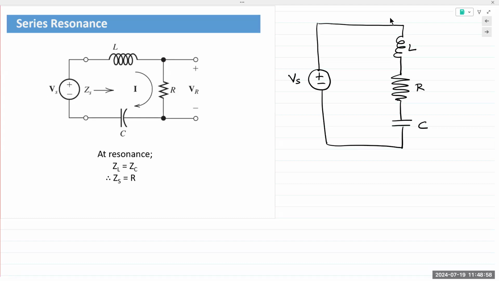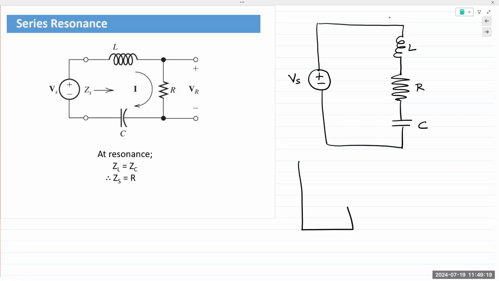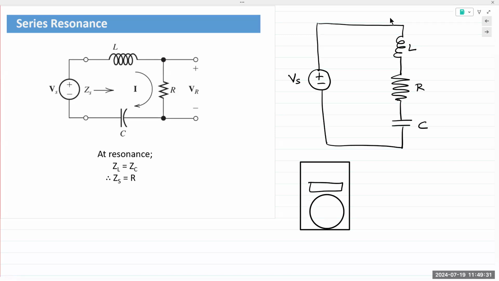Okay. So I will leave the equations and everything for next class, but I want to talk about a real life application. So, let's see. What does this remind you of?